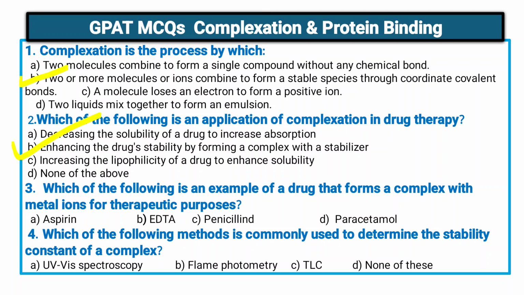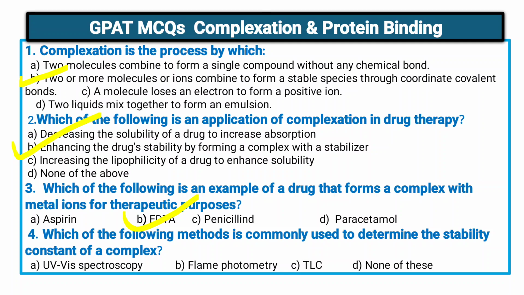Next, which of the following is an example of a drug that forms a complex with metal ions for therapeutic purposes? A, aspirin. B, EDTA. C, penicillin. D, paracetamol. Aspirin is a drug for analgesic purposes, penicillin is an antibiotic, paracetamol reduces the fever. So EDTA, ethylenediaminetetraacetic acid, is the example.